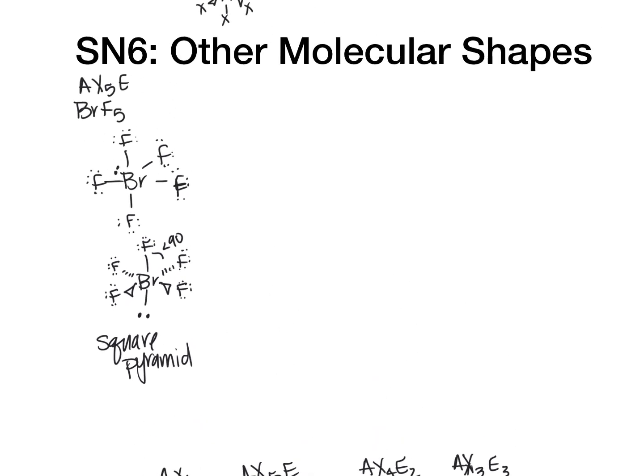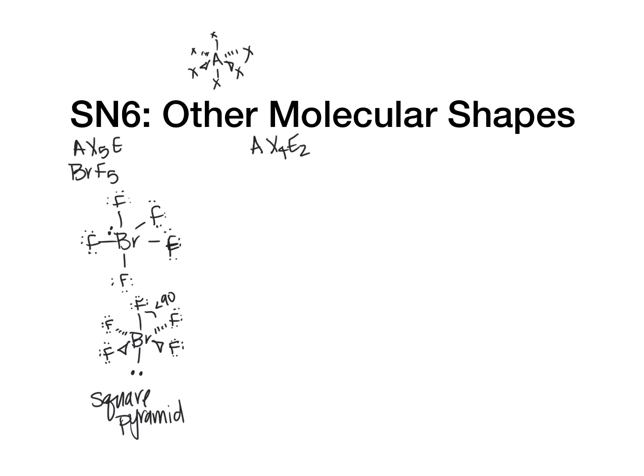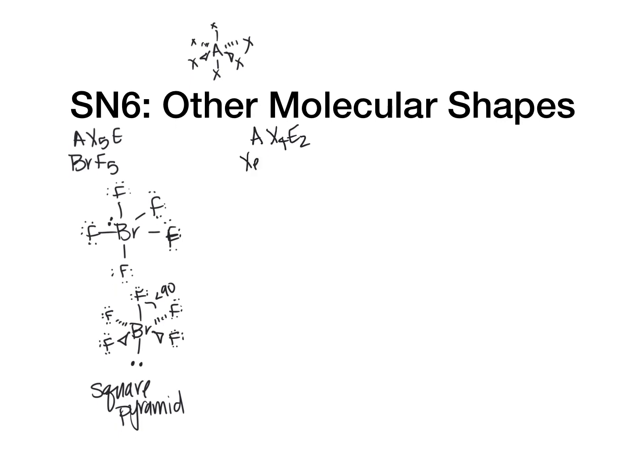So let's go back up here and look at AX4E2. So we're going to have our base structure, and we have XeF4. So our Lewis dot structure puts xenon in the center with its fluorines, with all of its many lone pairs. And there are 2 lone pairs left over. So in the base octahedral structure, where we have xenon in the center, what is the arrangement that would allow the lone pairs to be as far apart? It turns out that they need to be 180 degrees apart.